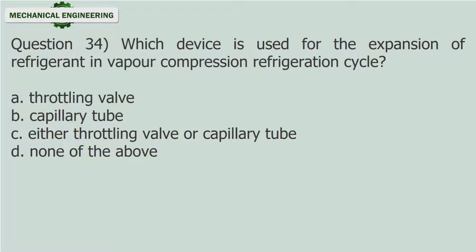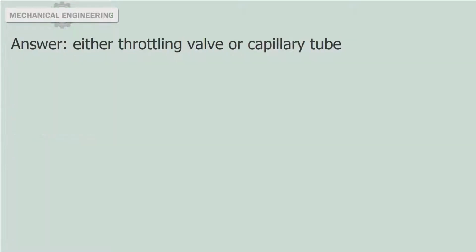Question 34. Which device is used for the expansion of refrigerant in vapor compression refrigeration cycle? A. Throttling valve. B. Capillary tube. C. Either throttling valve or capillary tube. D. None of the above. Answer: either throttling valve or capillary tube.